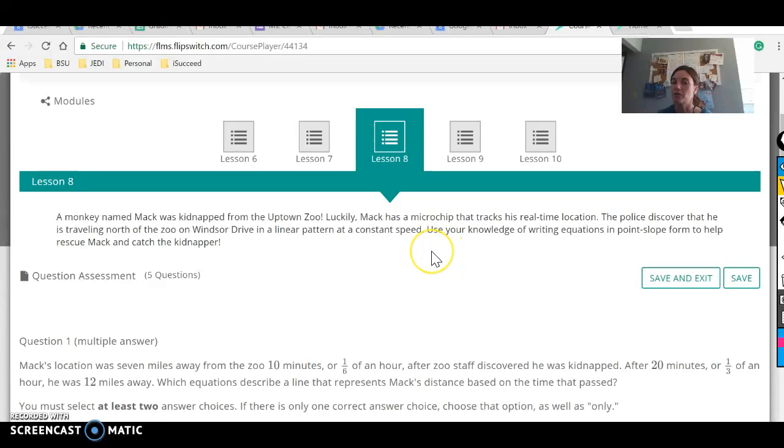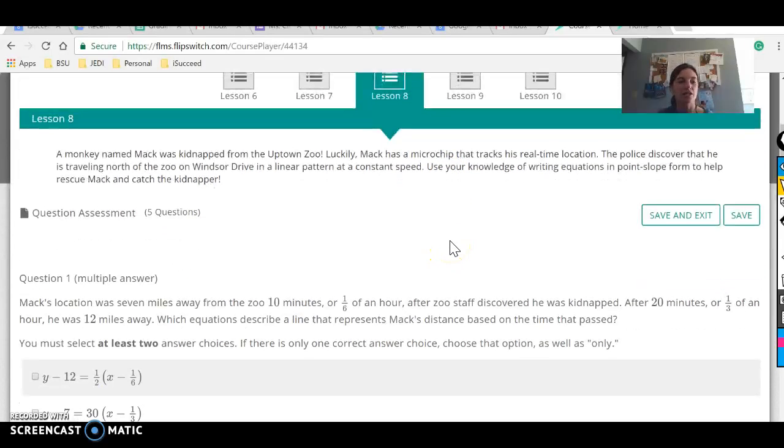A monkey named Mac was kidnapped from the Uptown Zoo. Luckily, Mac has a microchip that tracks his real-time location. The police discover that he is traveling north of the zoo on Windsor Drive in a linear pattern, thus at constant speed. Use your knowledge of writing equations in point-slope form to help rescue Mac and catch the kidnapper.